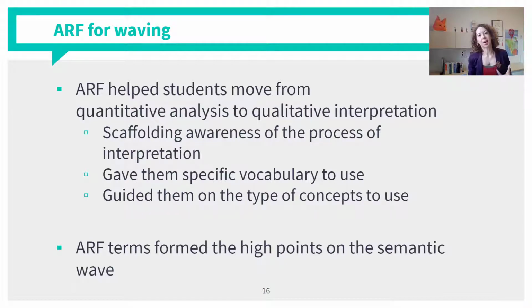It also guided them on the type of concepts to use. So students who didn't use this specific language still used similar language that they found in literature that they did read and did access. And so the academic register framework helped to form those high points on the semantic wave in the students' writing of their discussion sections, helped them to connect their findings to those bigger concepts and ideas.